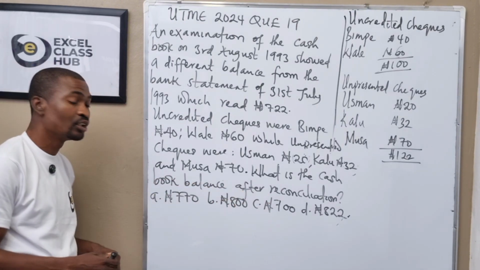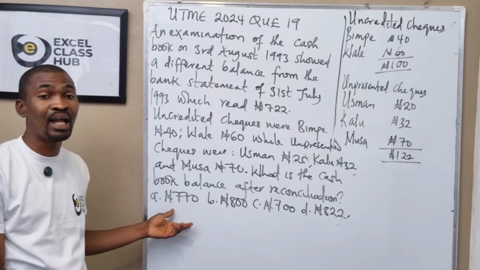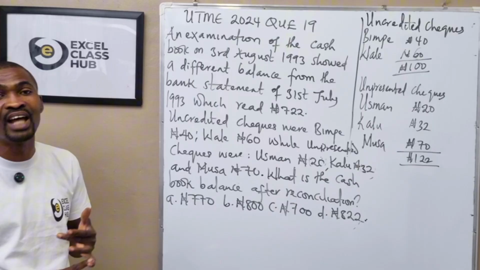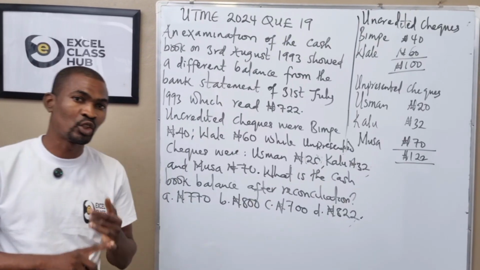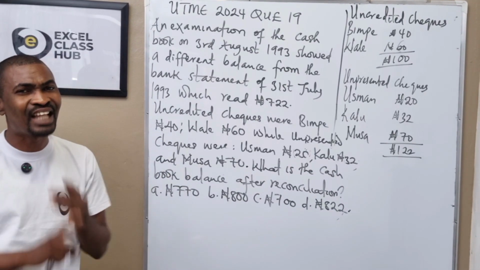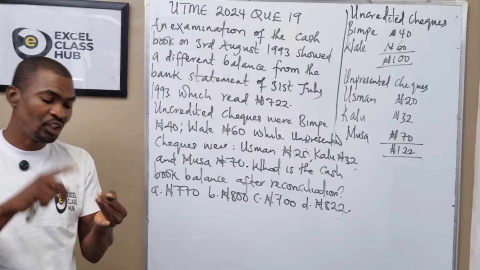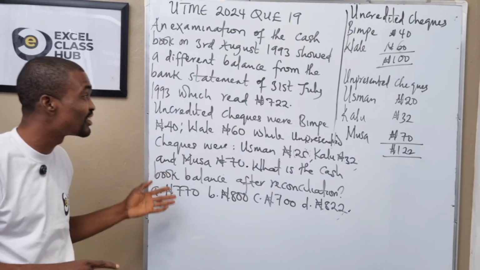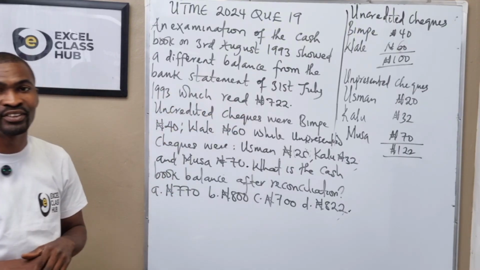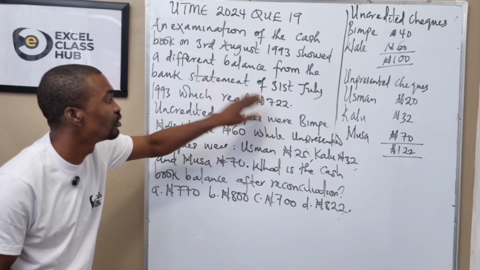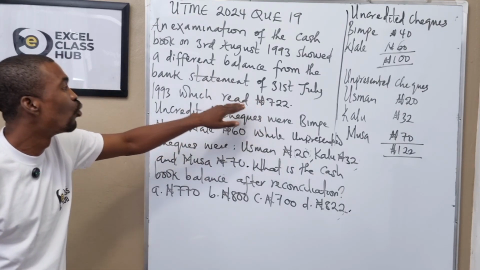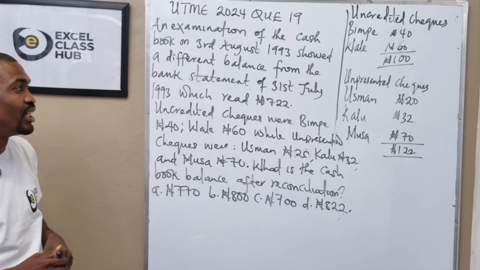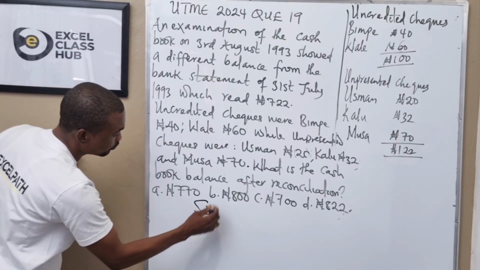Now, take note that we have three methods of solving questions under bank reconciliation statement. If you are starting with the cash book balance, the rule is that you add unpresented check and subtract your uncredited check. But if you are starting with the bank statement balance, you add uncredited check and subtract unpresented check. So in this case, what we are given is not the cash book balance. The 722 is the bank statement balance. So what we are going to do is add uncredited check and subtract unpresented check.